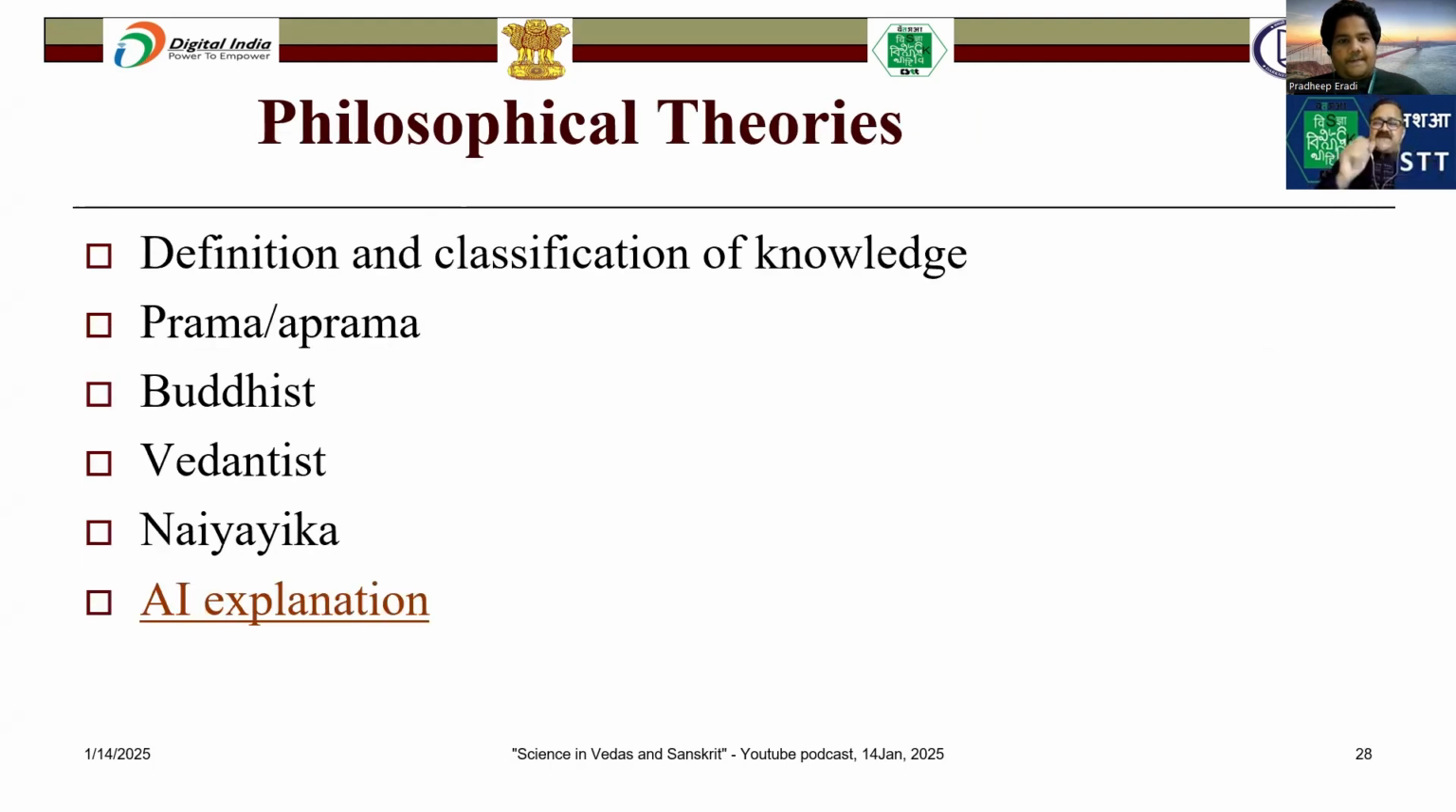Now, the philosophical theories. There have been several kinds of philosophy, and I'm only taking that part of the knowledge: what is knowledge, and how we can apply those theories with artificial intelligence. I'll take that aspect only. There's always a lot of discussion between what is knowledge and what is not knowledge, prama and aprama, true knowledge and untrue knowledge. In AI, we always discuss what has to be represented and what has not to be represented. Representable knowledge and non-representable knowledge.